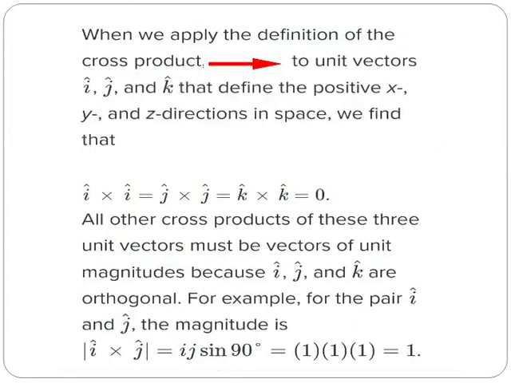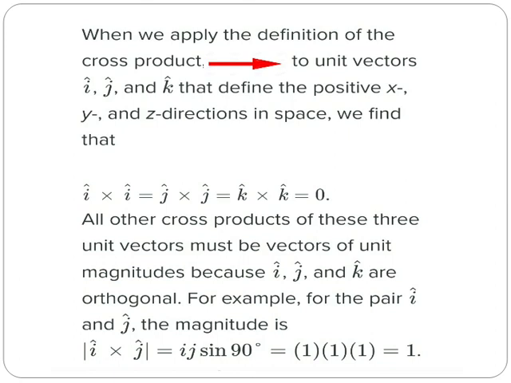When we apply the definition of cross product of two vectors, for example, A cross B is equal to AB sin theta, to unit vectors I cap, j cap and k cap that define the positive x, y and z directions in space, we find that I cap cross I cap is equal to j cap cross j cap is equal to k cap cross k cap is equal to 0. Since sin 0 is equal to 0, where the angle between two similar unit vectors is equal to 0.